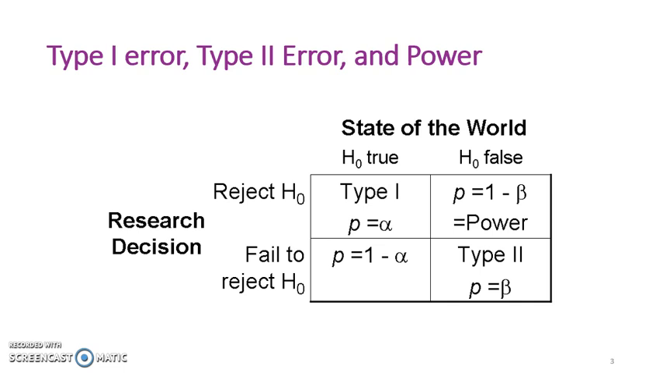Power is the ability to reject the null when it's really false. In other words, it's the probability of detecting a false null hypothesis. And in the teacher's boldness example, this would mean that there is a difference between teacher's boldness mean and the general population mean, and you correctly reject the null hypothesis.